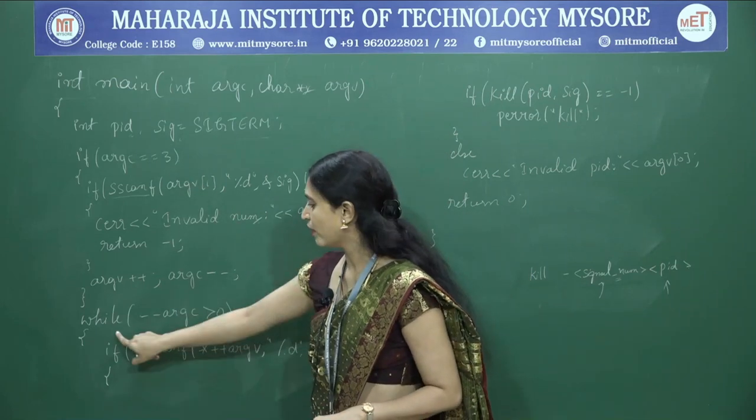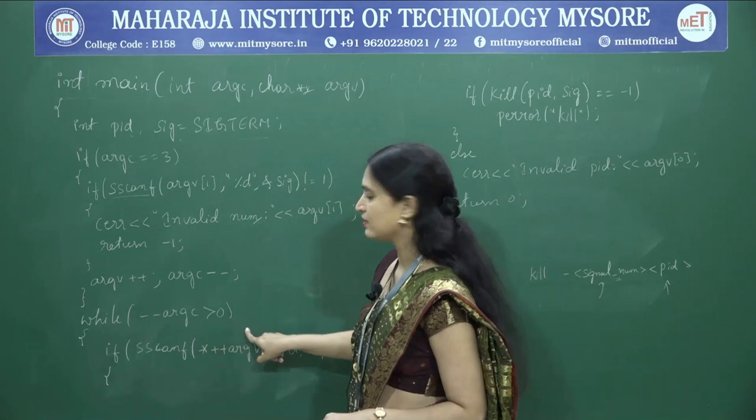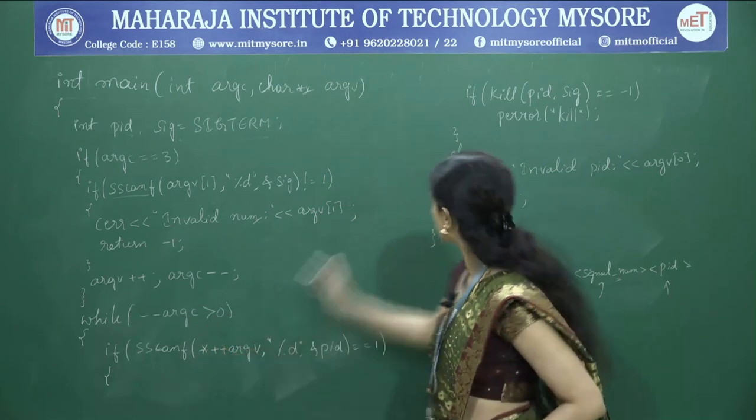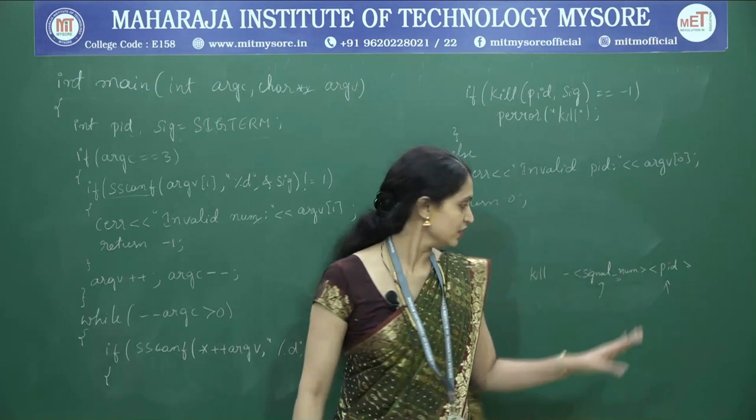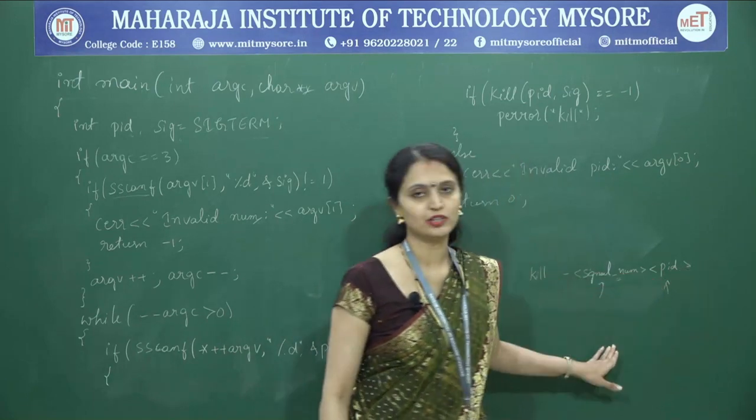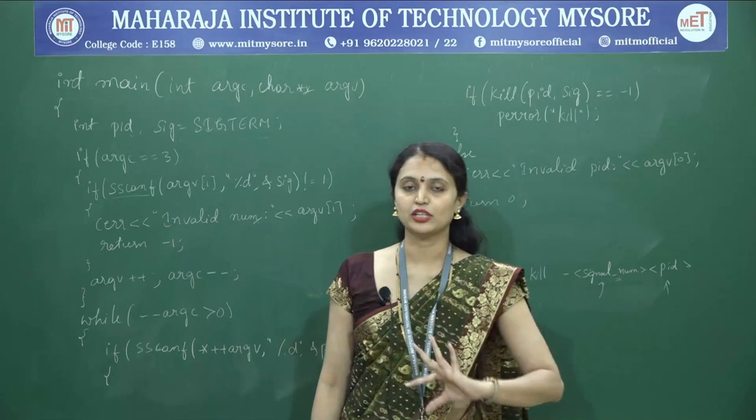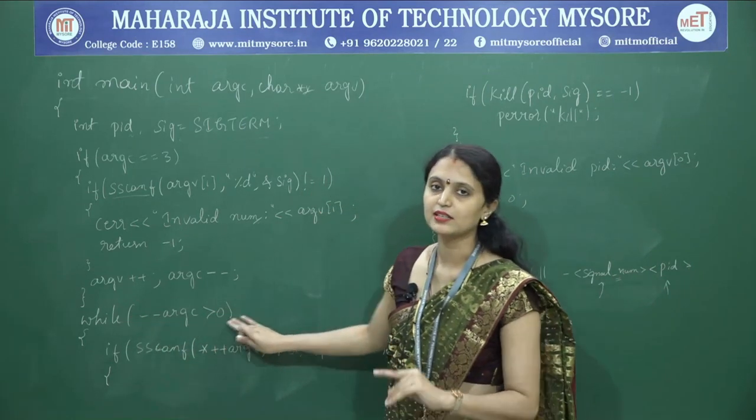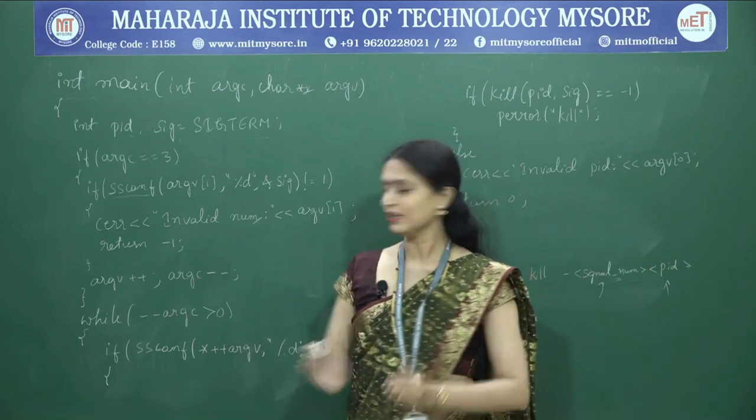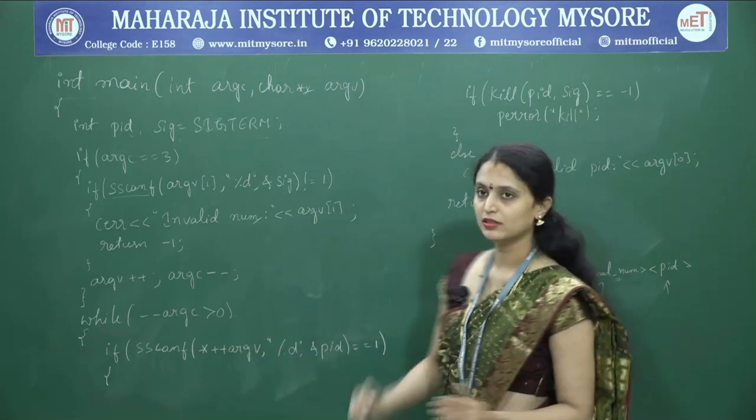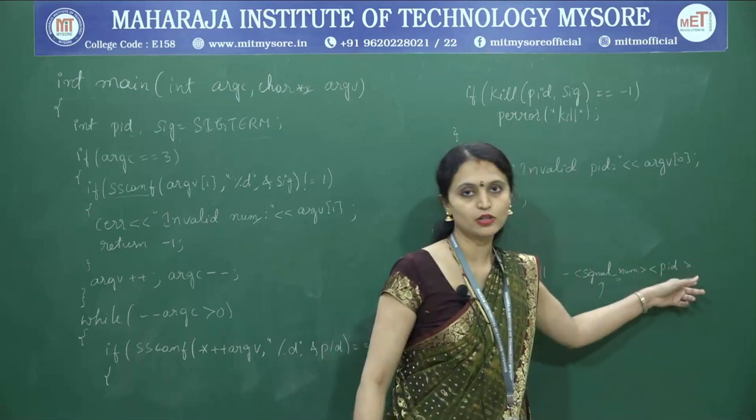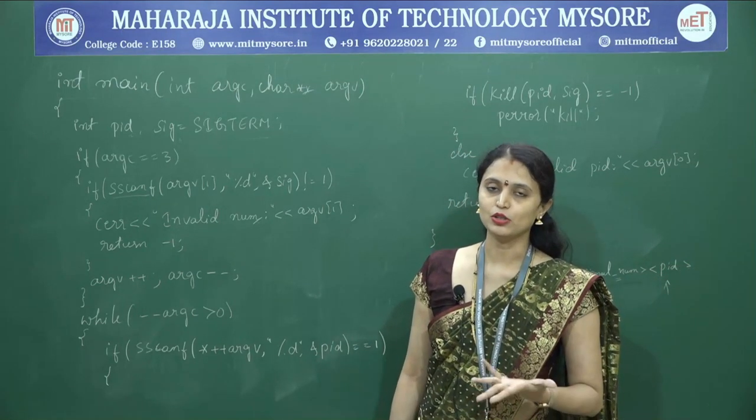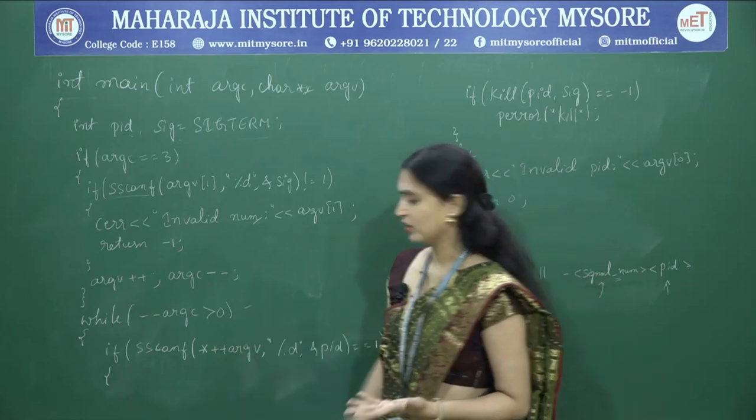Next I am checking while argument count is greater than 0. I will explain this later, because I have to apply this set of statements for all the process IDs that are passed here. So that's why I am checking the condition while --argc is greater than 0. That means I have to apply this for all the process IDs that are sent through the command line arguments. So I am just checking that condition here.